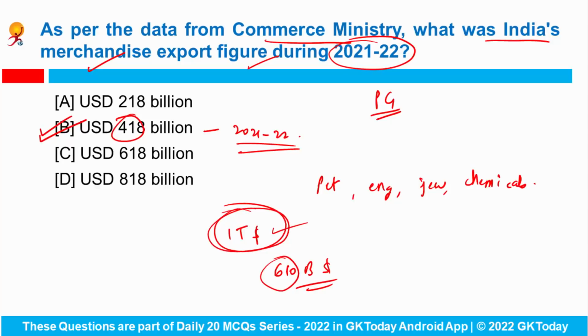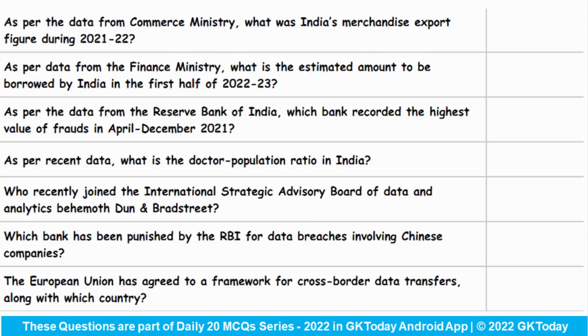Okay. Now talking about some of the important figures. As per the data from the Commerce Ministry, what was India's merchandise export figure during 2021 to 22? It is the same question, I think. Answer is $418 billion. As per the data from the Finance Ministry, what is the estimated amount to be borrowed by India in the first half of 2022 to 23? So during this time period, India is expected to borrow nearly 8.45 trillion. Not dollars but rupees. Okay.